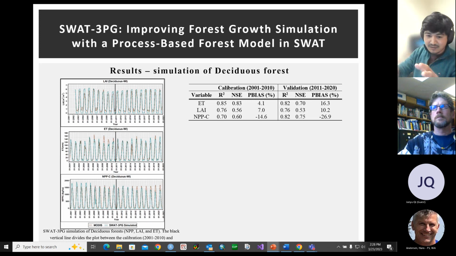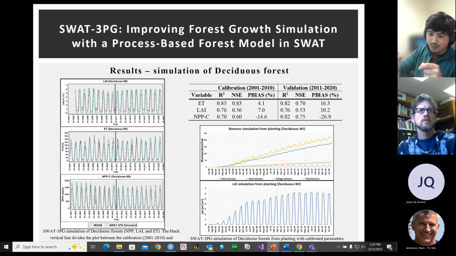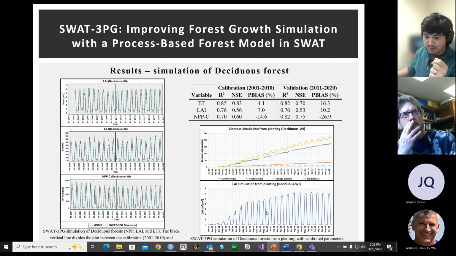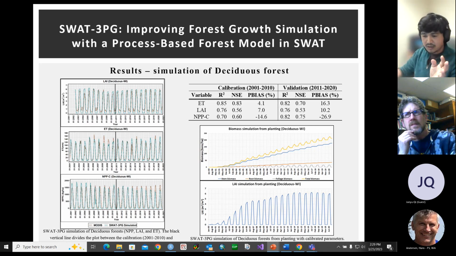And after calibration, we wanted to see how these calibrated parameters would lead to forest biomass simulation for a deciduous system, right? So we did a scenario run where we said, okay, these are the calibrated parameters, but we are planting the forest, and let's see how the forest simulates. The top graph shows the total biomass assimilation, stem, root, and leaves, and the bottom one shows LAI. We can see that even after being constrained with only remote sensing parameters, the model can simulate the different forest components pretty well, right?